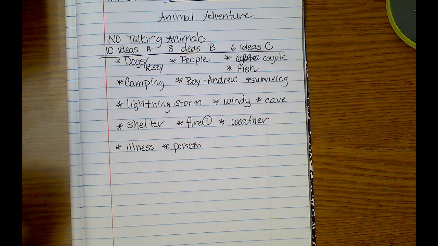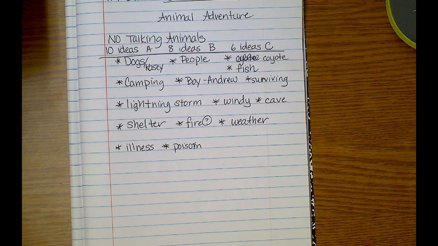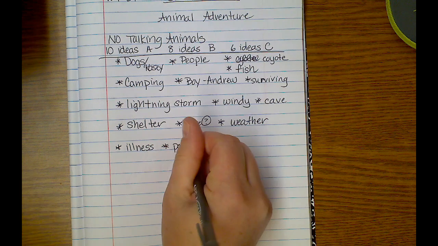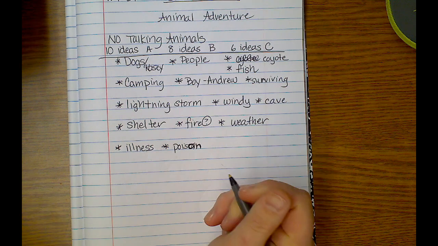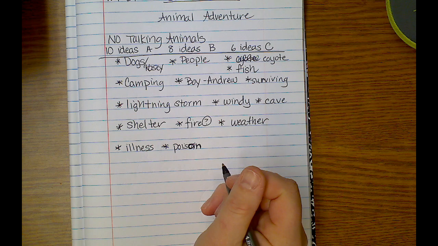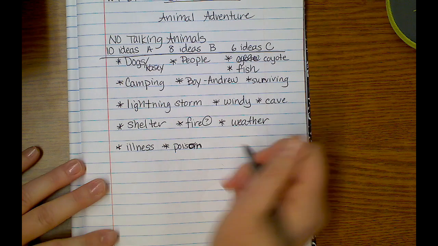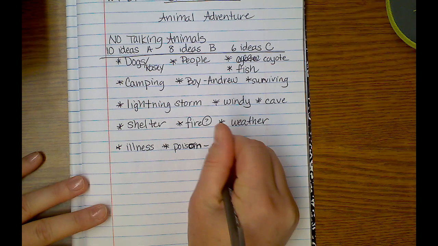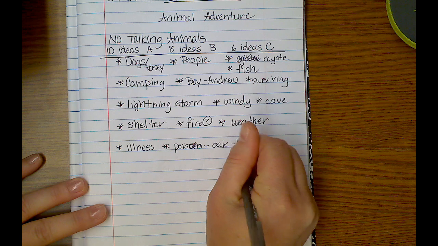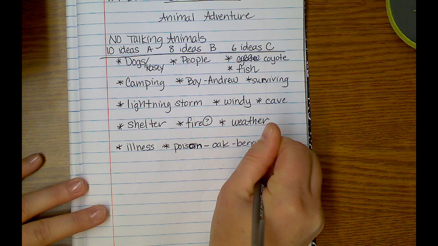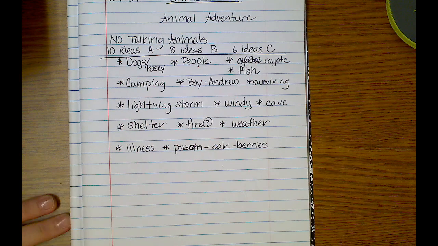Maybe they eat some. The boy eats some berries that are poison. I don't know. That's something that could make you sick. Poison. Oh, or poison ivy or oak. Poison oak or poison berries. Maybe the boy eats some of those and the dog has to help him.